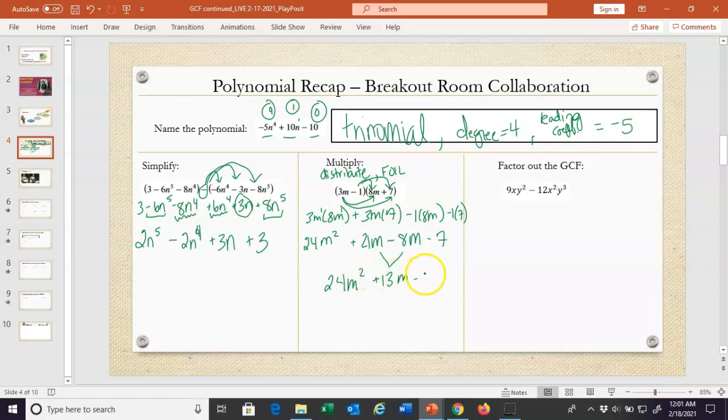13m minus 7. I know we talked about this last class: we call this the factored form. It's a synonym for this, the expanded form. They mean the same thing. We did not change the value one bit. We just wrote it differently. And we've been doing this a lot more, right? Going from the factored form and multiplying to get to this expanded out form.